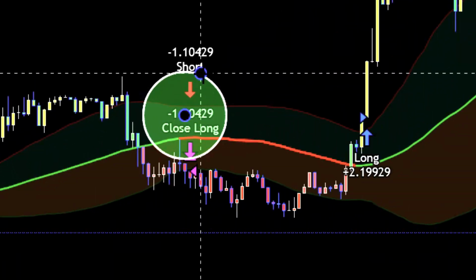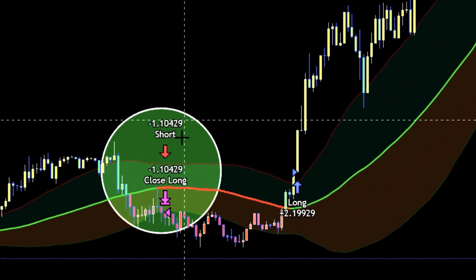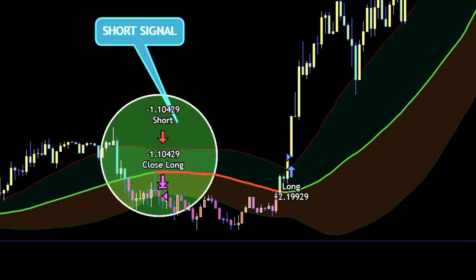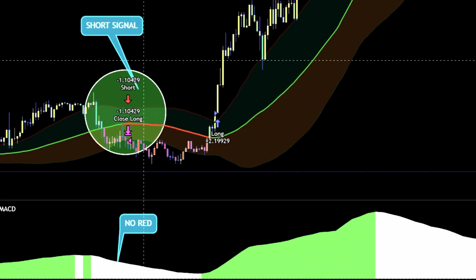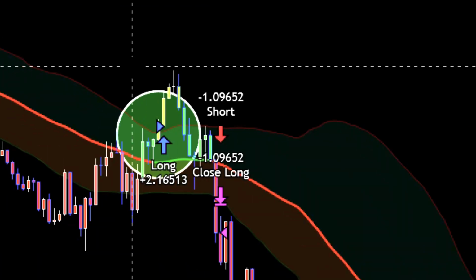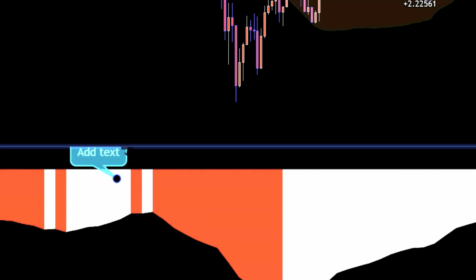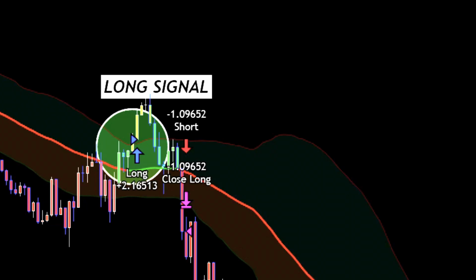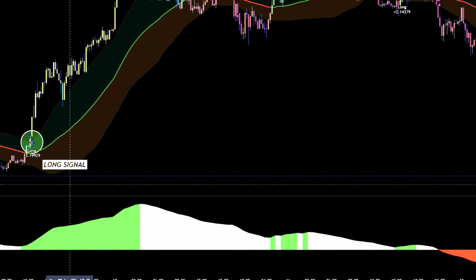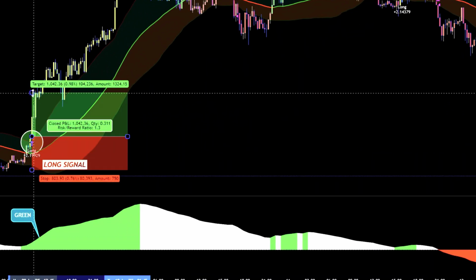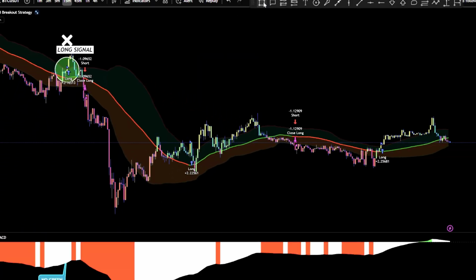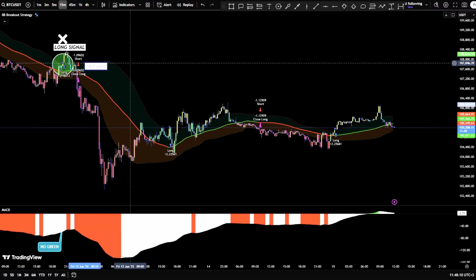Now, what if the price breaks below the lower Bollinger Band but the MACD isn't showing red? Simple. Pass on that trade. Same goes for a long signal with no green MACD area. Just skip it. Only pull the trigger on trades when the MACD backs up the Bollinger Band signal, like the example you're seeing on your screen now. This disciplined approach is crucial for understanding why 90% of traders fail. They don't filter enough. And that's the whole setup.